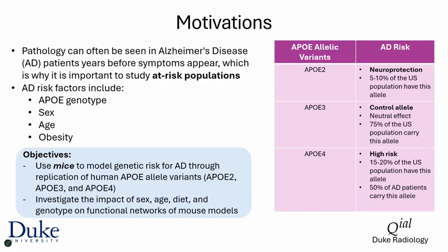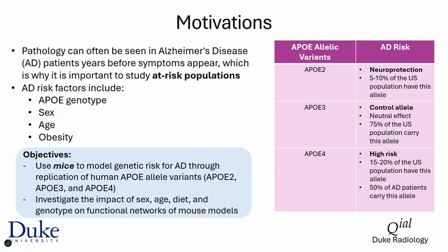There are three major APOE allelic variants. There's APOE2, which confers neuroprotection and is found in around 5 to 10% of the US population. There's also APOE3, which is a control allele, and it has a neutral effect that's found around 75% of the US population. And lastly, as you've probably heard before from previous presentations, APOE4 is a high-risk allele that's found in around 50% of Alzheimer's disease patients.